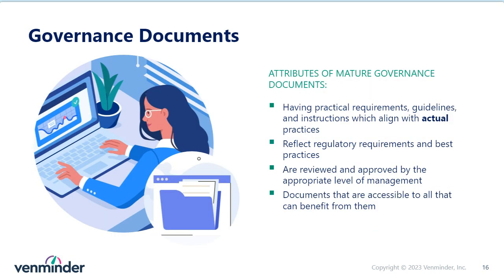But instead, it's about having practical requirements, guidelines, and rules that are reflective of what you're actually doing. So we never want these documents to be aspirational or what we want to do someday. It should be reflective of what we're doing right now. And speaking of being reflective, they should include references to and rules about the requirements that you're trying to meet for regulatory purposes and best practices. They should be approved by your board or that most senior level of management, and most importantly, they're accessible to everyone that can benefit from them.